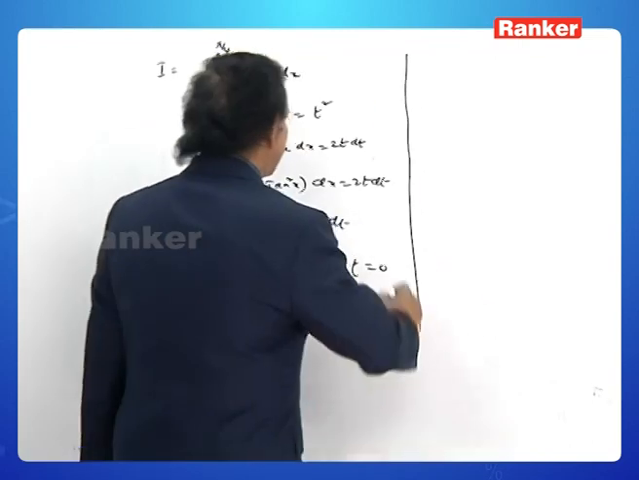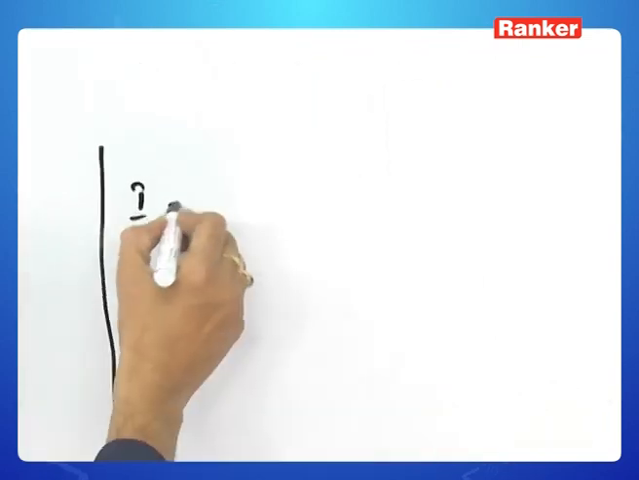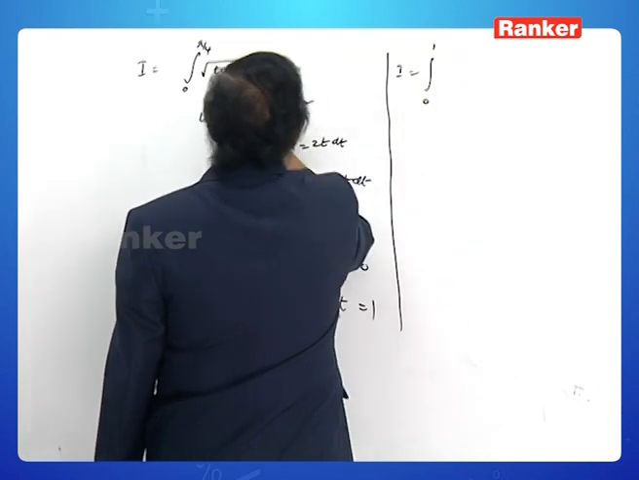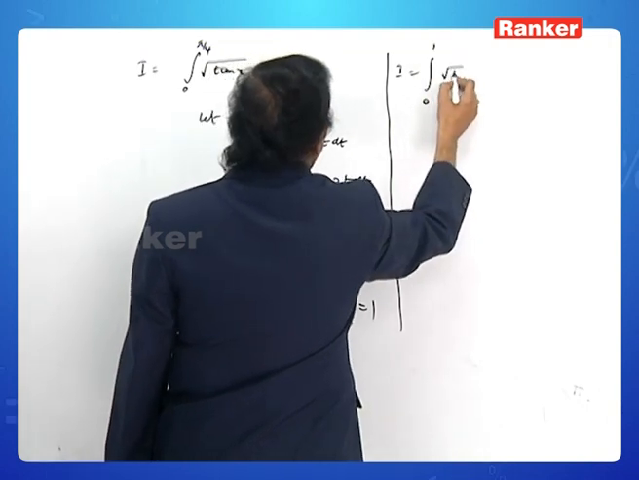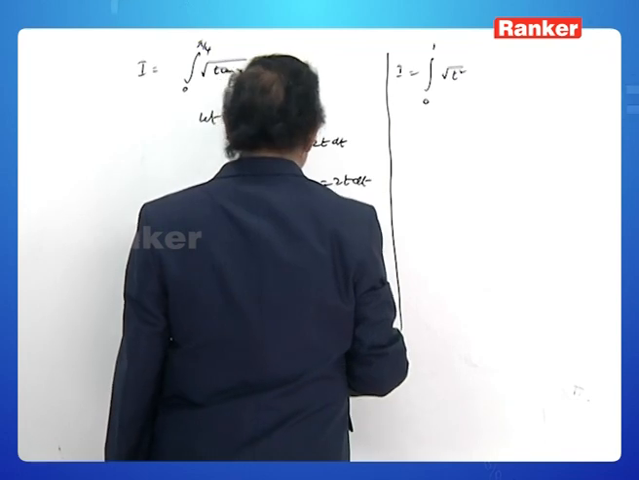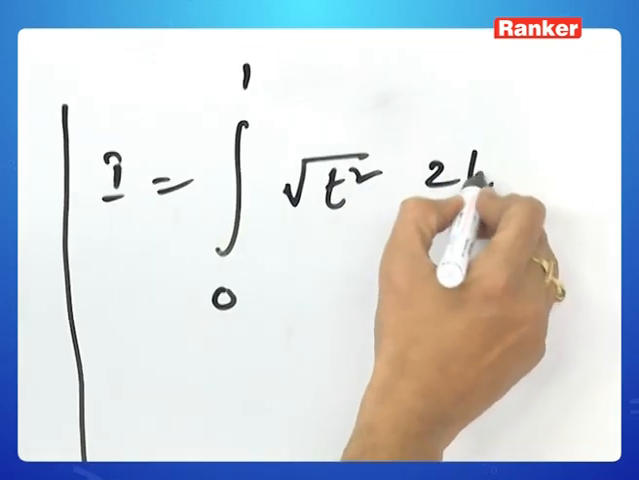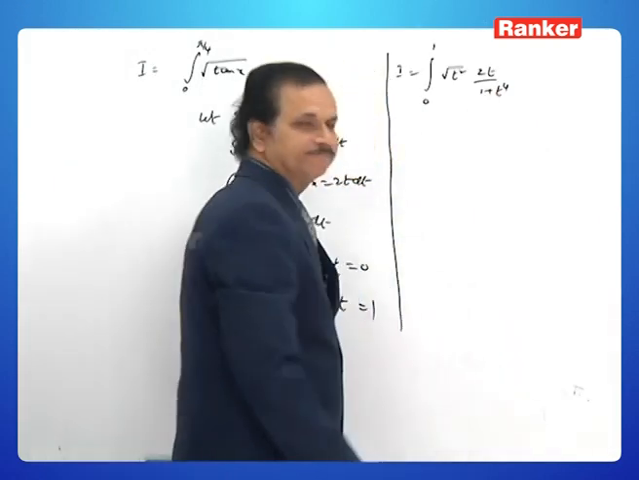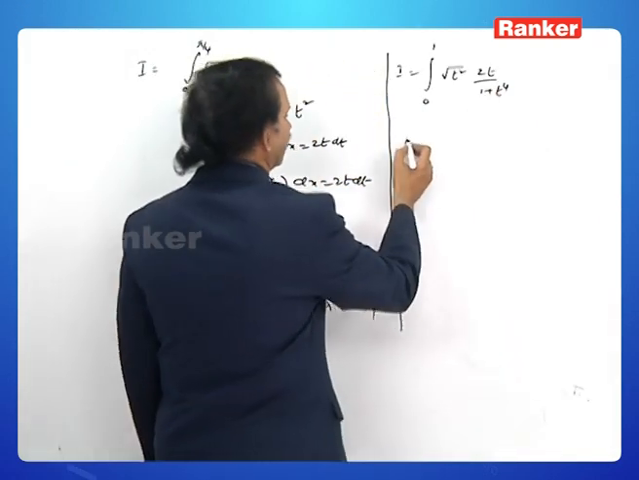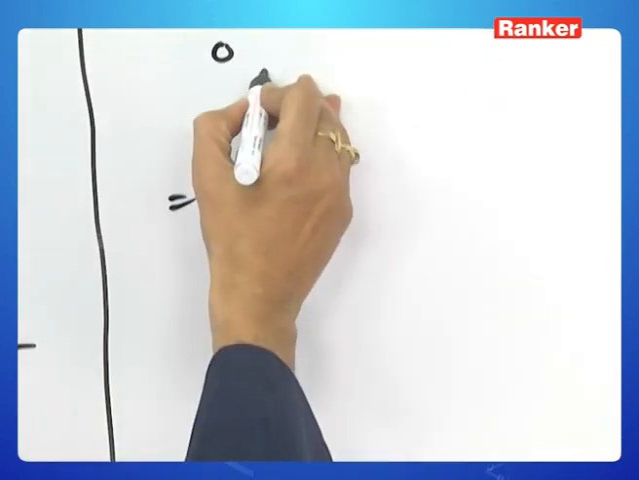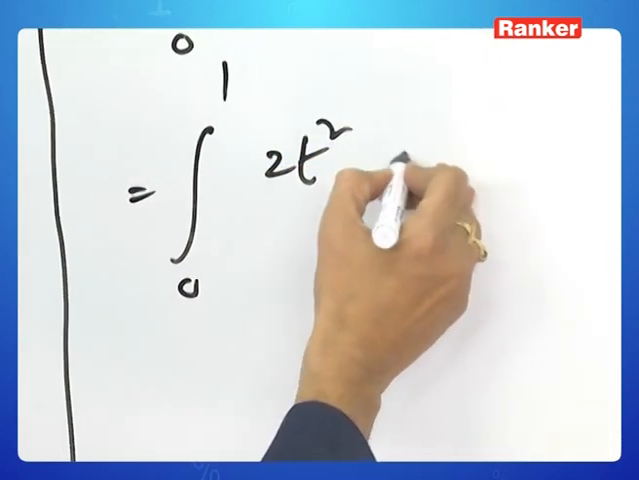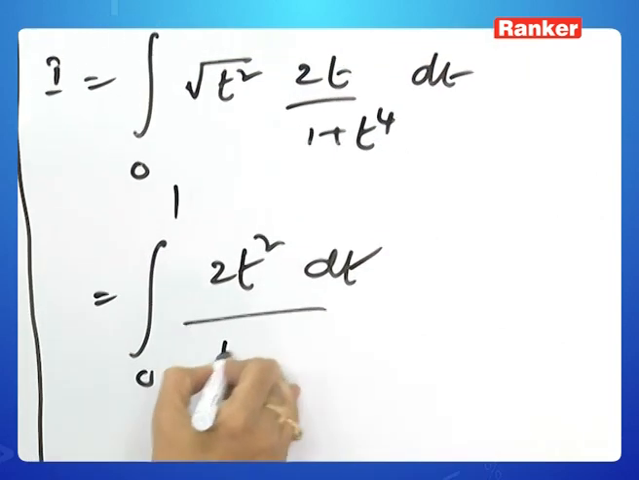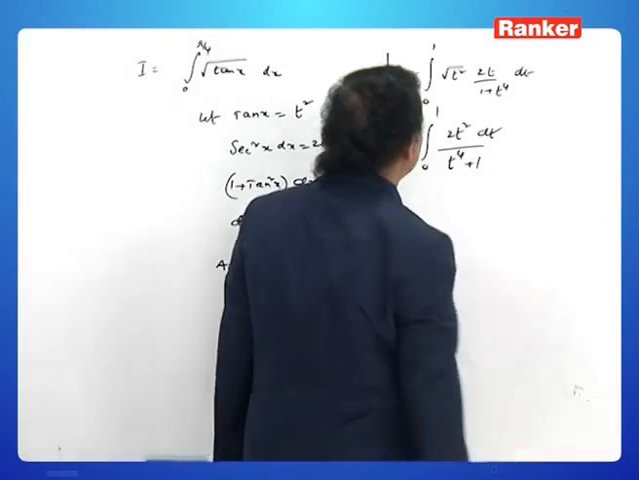What is the shape of I? I is therefore equal to integral 0 to 1. What is root tan x? Root t square. What is dx? 2t by 1 plus t power 4. Hence it is integral 0 to 1 2t square dt by t power 4 plus 1.